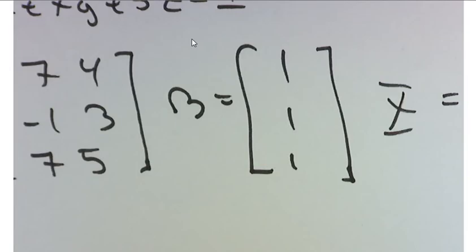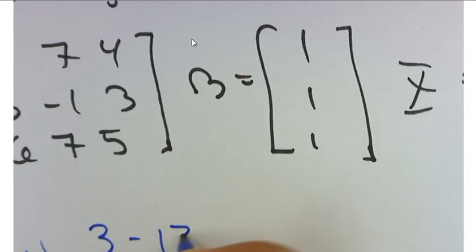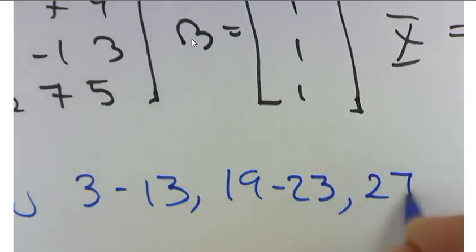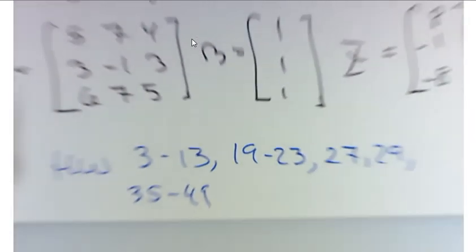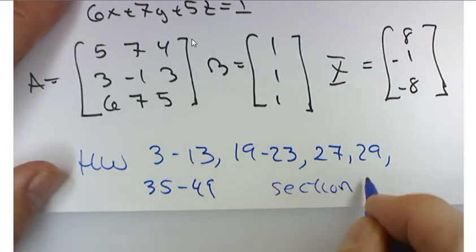For now, let me give you some homework. 3 through 13, 19 through 23, 27, 29, and 35 through 49. Those are just the odds. So that's section 10.5.